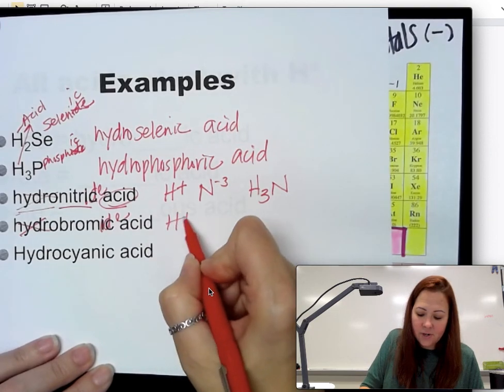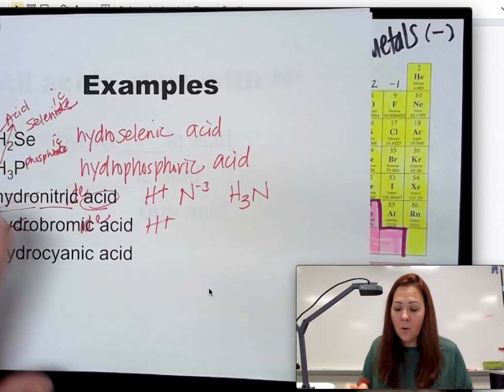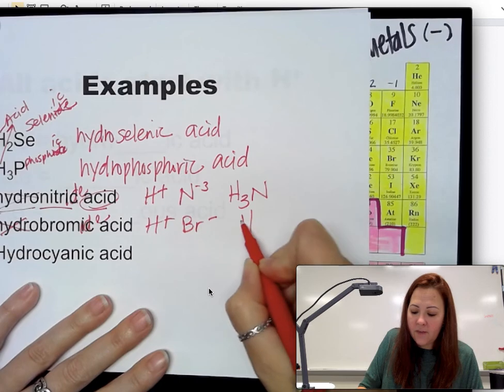The next one, hydro, again means IDE. Acid means that hydrogen ions are present. So we have hydrogen paired up with bromide. Bromide is bromine with a -1 charge. So here we have HBr.